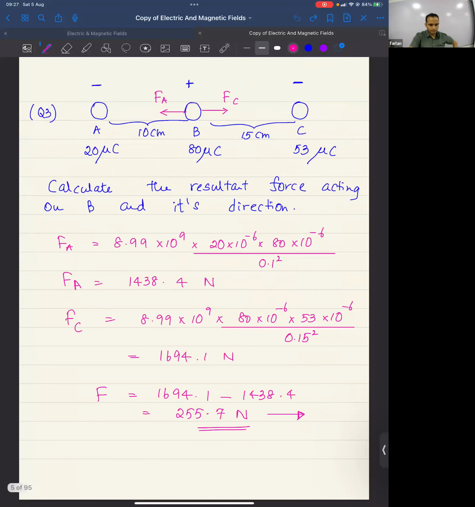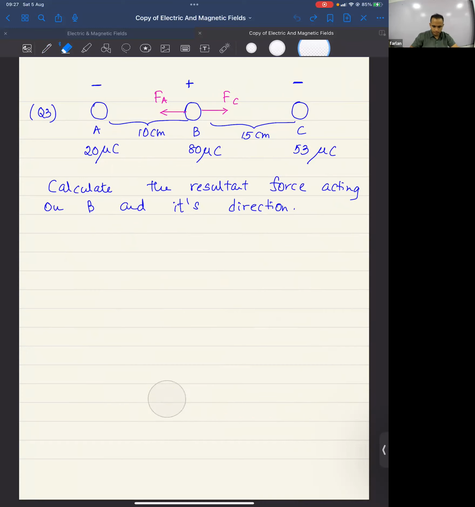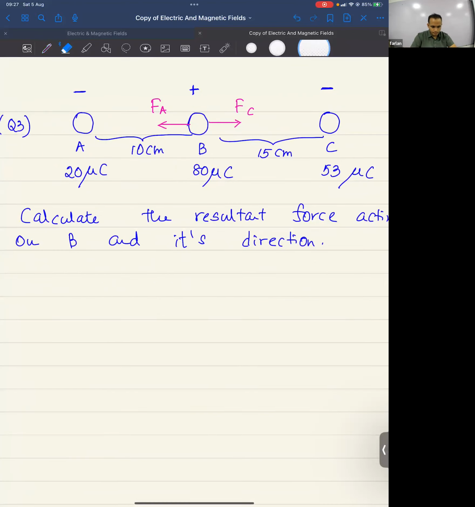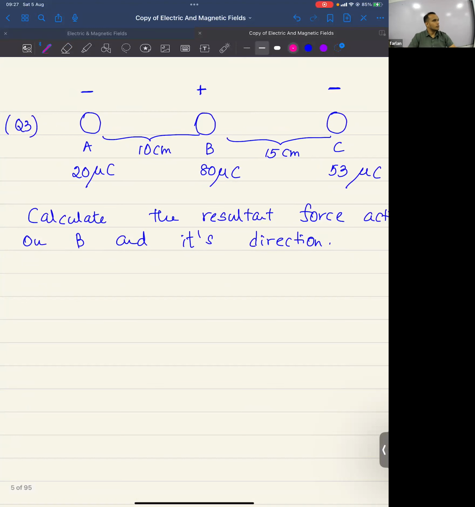Right. Question 3. Let's draw this diagram. Okay. Draw this diagram. Did you get it?